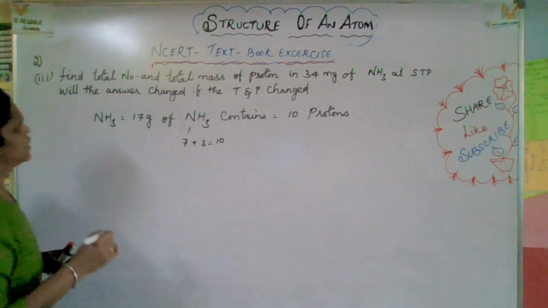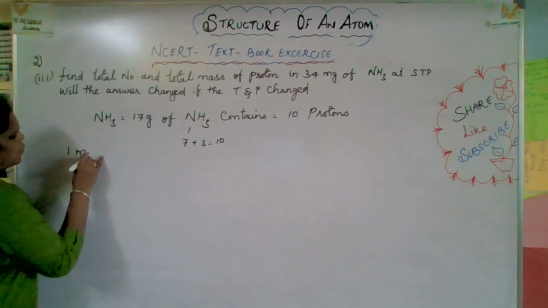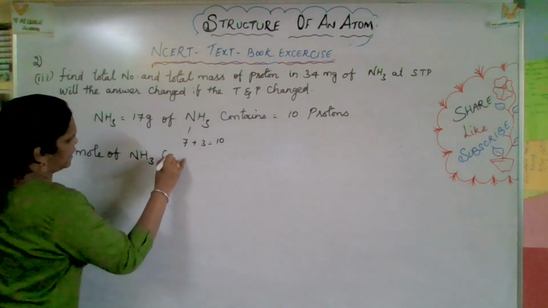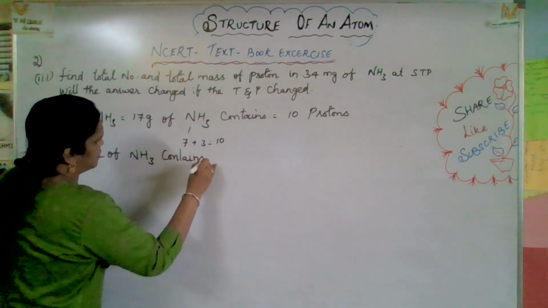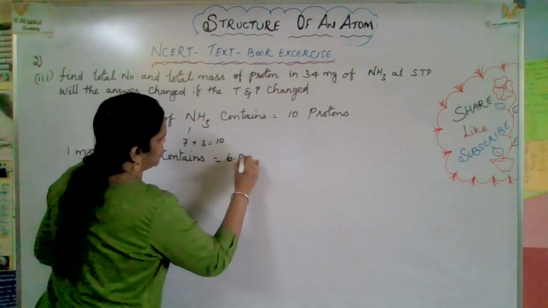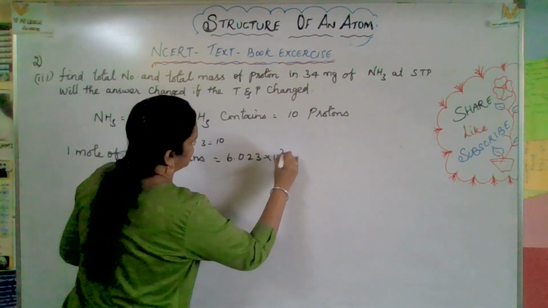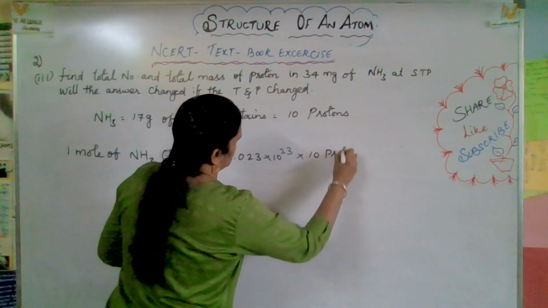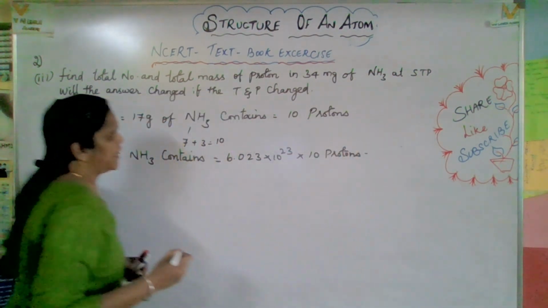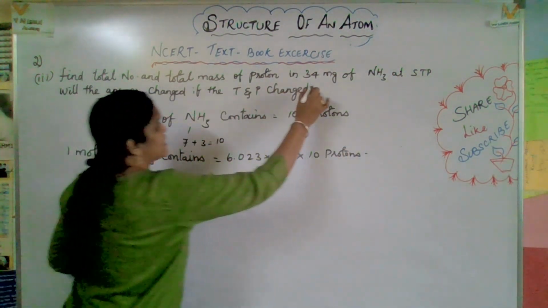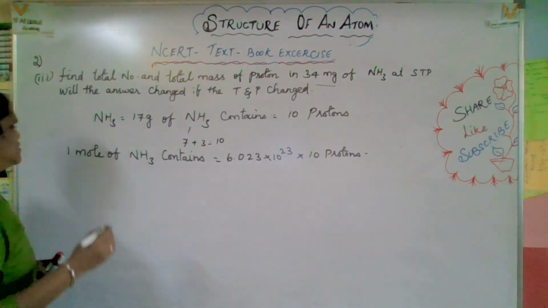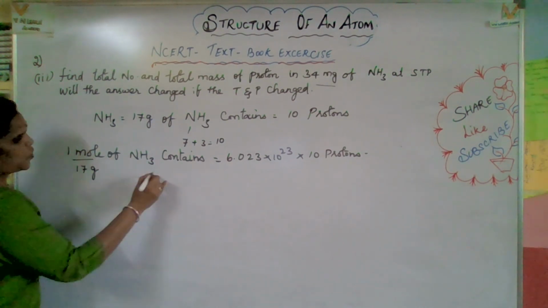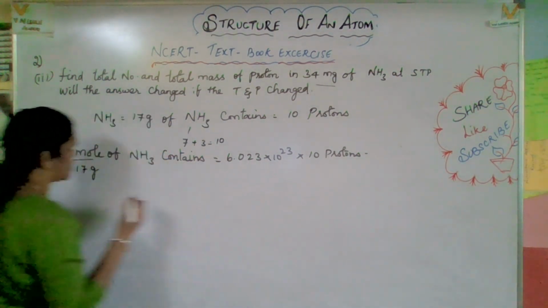So here, 1 mole of ammonia contains 6.023 into 10 to the power of 23 into 10 protons, right? Protons. Now here they are asking 34 mg. So 1 mole, that is 17 gram of ammonia, contains this many protons.